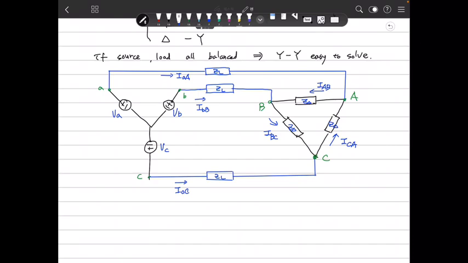So to analyze this configuration, we need to find out what is the IABC. What is IAB? Or we find out IAA, IBB, ICC in this manner. But it looks quite complicated because the load is delta. It's not easy because we have learned about how to solve the 3-wire systems Y and Y.